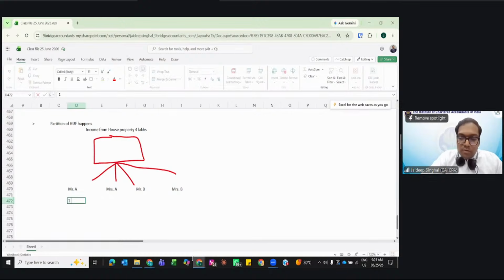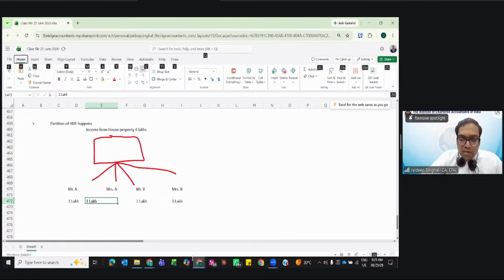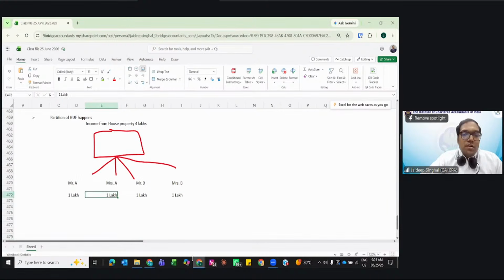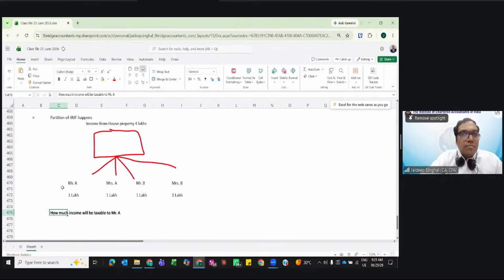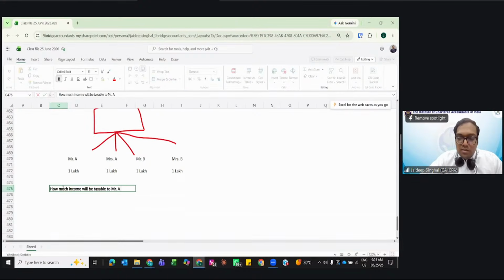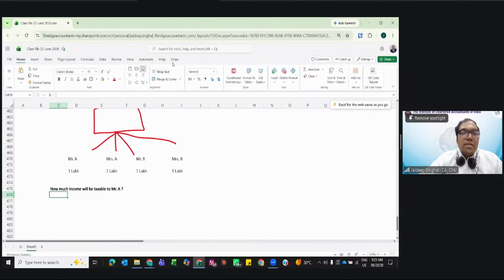Now let's suppose income from house property was 4 lakhs. Now everyone will receive 1 lakh each. Now in this case, how much income will be taxable to Mr. A? Earlier the entire income was clubbed in Mr. A. Now if the partition of the property has happened, will Mr. B's income also be clubbed to Mr. A? No, because Mr. B is the brother. For the brother, no clubbing is there.